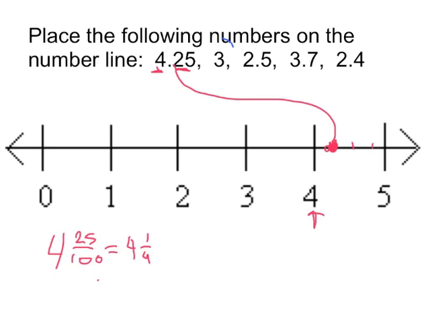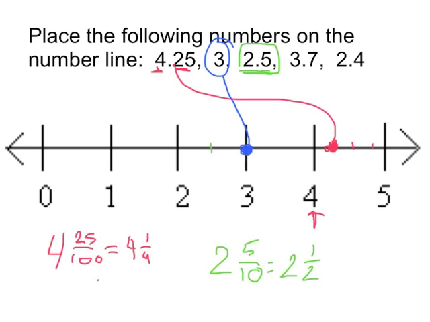The next number, 3 whole, is very easy. That's just going to be right on the 3. 2.5, that is 2 and 5 out of, the place value of the 5 is 10, or tenths. So 2 and 5 out of 10, and 5 out of 10 simplifies to 2 and a half. So we go to 2, cut it into 2 parts. We want one of them. So right here is 2 and a half.